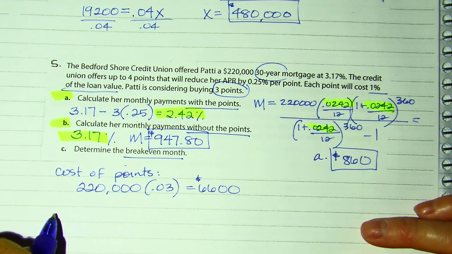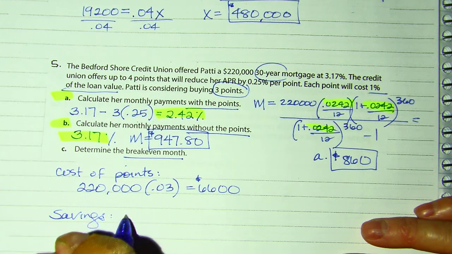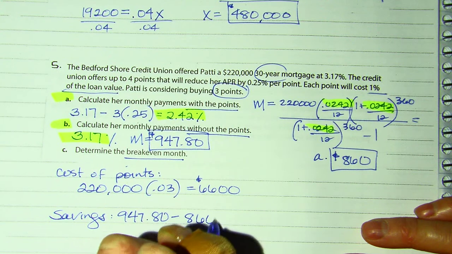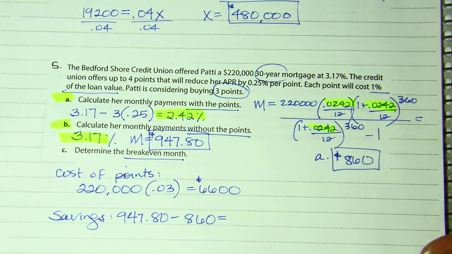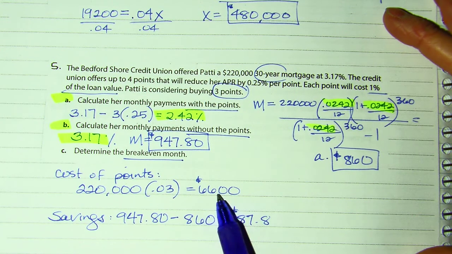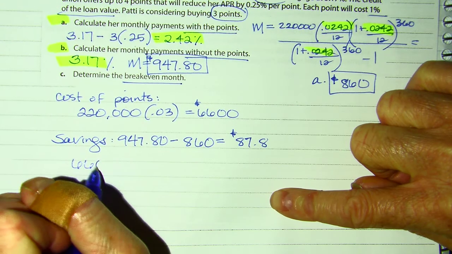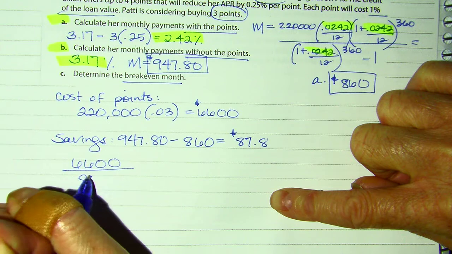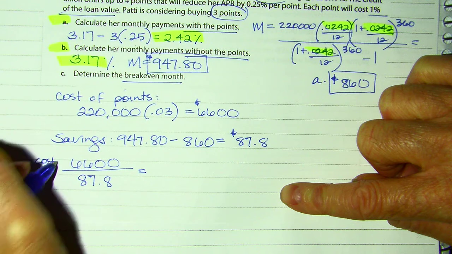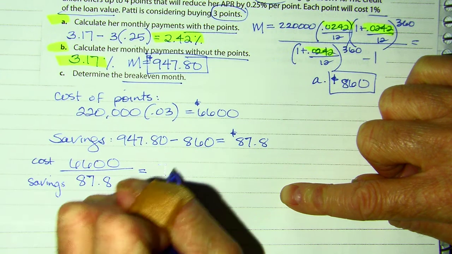Now we need to determine her savings. That would be the monthly payment without minus the monthly payment with. And I got a total savings of $87.80. So if it cost her $6,600, but she's saving this per month, let's divide to see how many months it would take for her to break even on the money she spent. If I divide her cost by her savings, it will break even in 75 months.